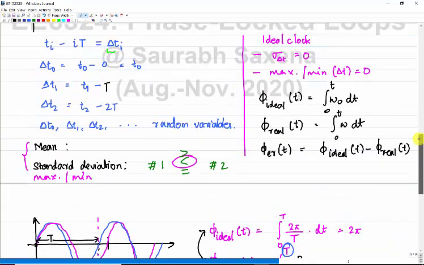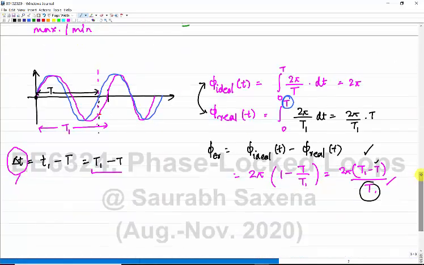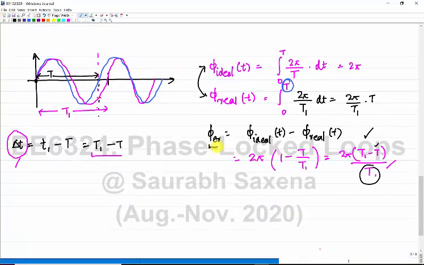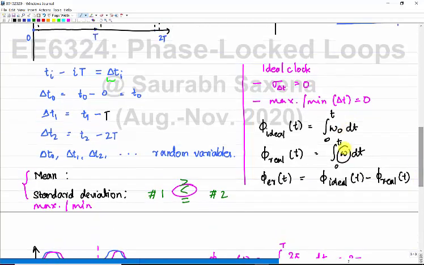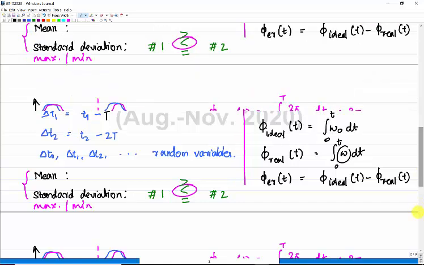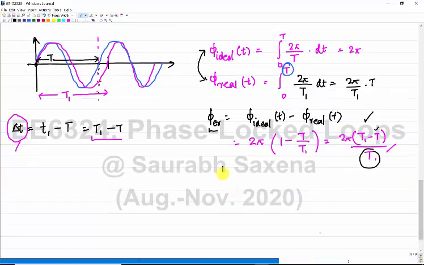Okay, if there is no question, the thing which I want to tell you is that the phase and frequency of the clock. Here the frequency varies, here the frequency remains fixed. The phase and frequency of the real clock tell us how good or bad the clock is, because they are going to directly affect the zero crossing of the clock signal.